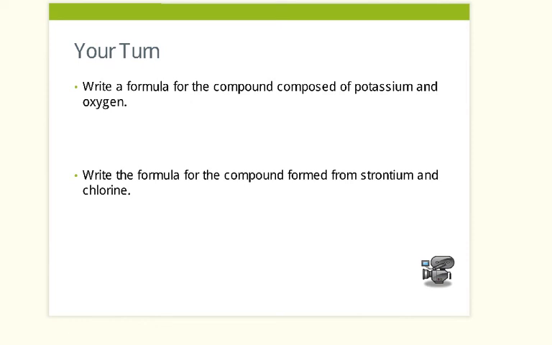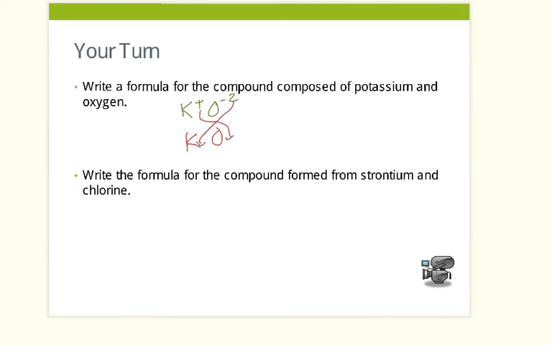Okay, go ahead and try this on your own. You can go back and look at the rules if you have to for now, but you should be able to get good enough at it that you don't have to look back. But we always write our symbol with the charge, potassium plus, and then we have our oxygen with a negative 2 charge. Okay? And then we want to do the crisscross.